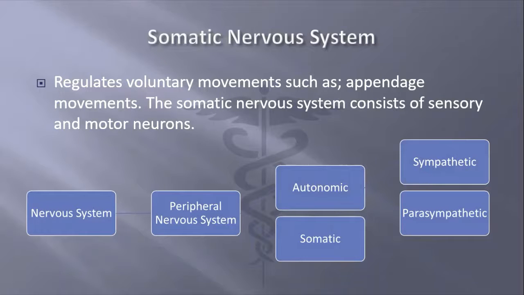The somatic nervous system regulates voluntary movements, such as appendage movements. So the somatic nervous system also consists of sensory and motor neurons.